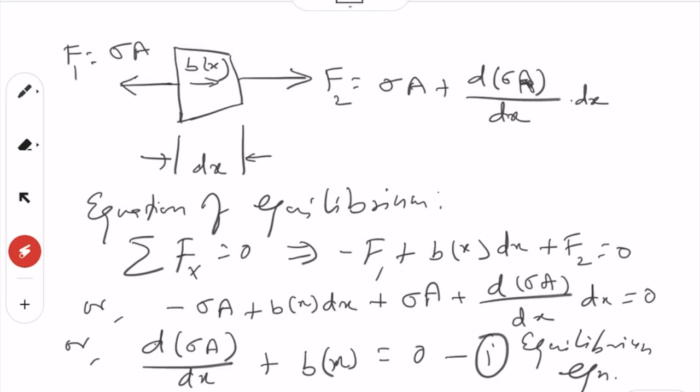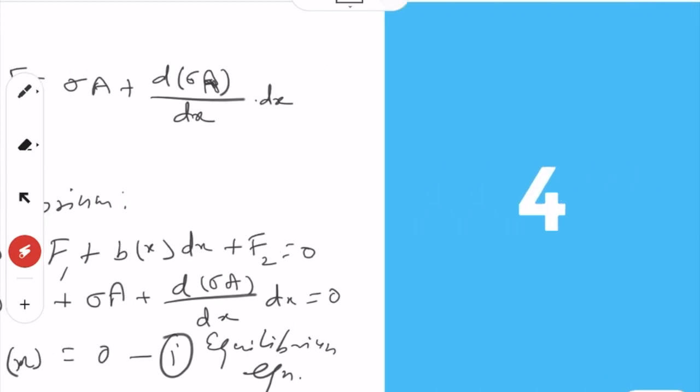The first thing that comes to mind is sigma. If we know sigma, we can find out epsilon. Epsilon is nothing but the strain, and stress sigma equals E times epsilon, where E is the Young's modulus. So, here we get epsilon, but now we know that epsilon is equal to du over dx. So, we have to use two relationships. I am going to write that.